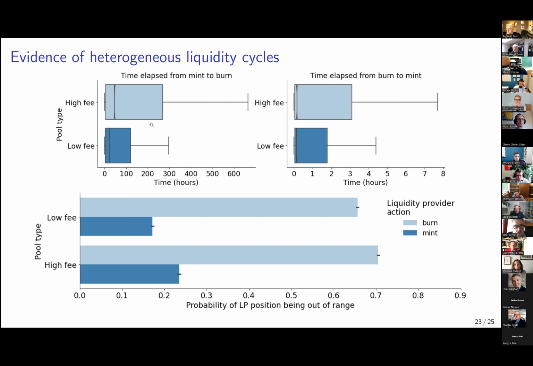So you can see that liquidity cycles are much shorter on the low fee pools than the high fee pools. Again, consistent with our model. The time elapsed from the moment you remove the previous liquidity until you post the new one, basically your rebalancing time, you can see it's much faster, right? The average is 5-6 minutes, and even at the tail, it doesn't take more than a few hours, right? So this is a different order of magnitude.